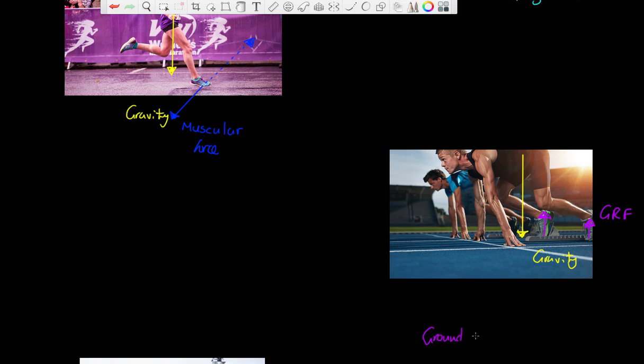Ground reaction force. Ground reaction force. So the idea of these forces is, of course, this weight is pushing down towards the ground, and the ground reaction force opposes that weight. And I should have made those two purple arrows together equal the yellow arrow in the opposite direction. And of course, that would suggest that this performer is still, they're not moving.